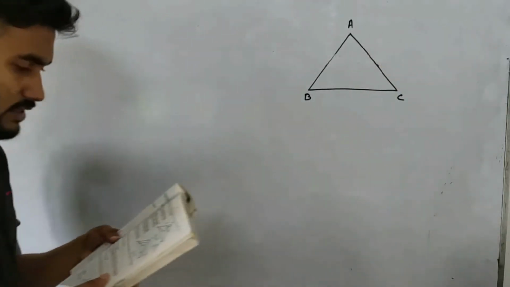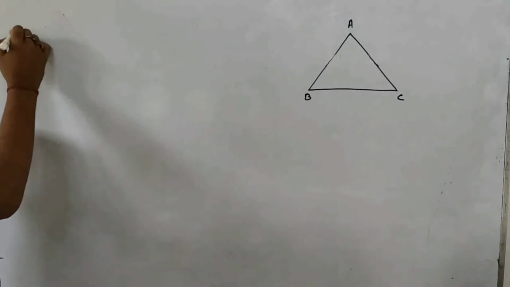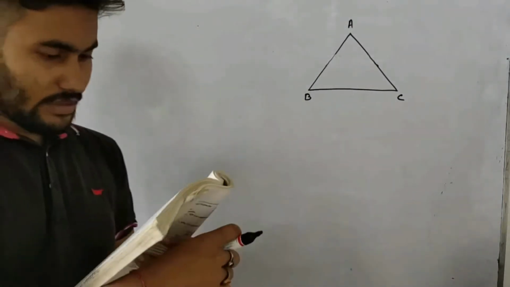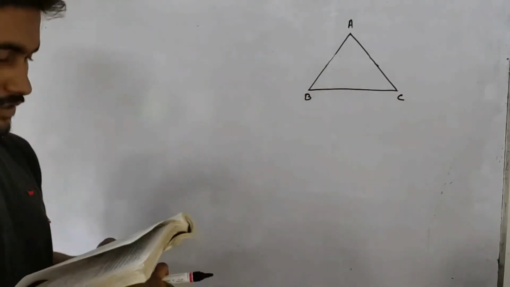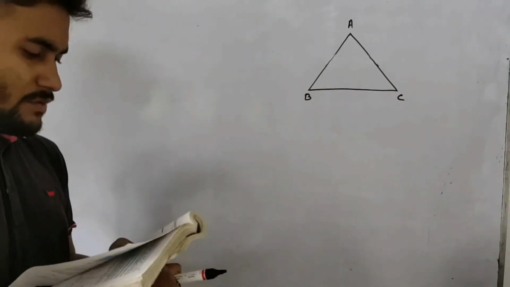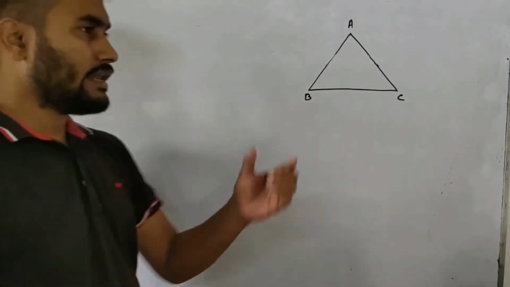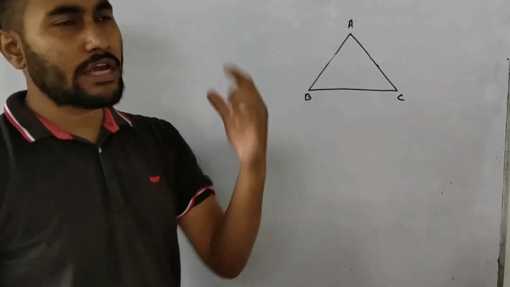Okay, what is given? Using Theorem 6.2, prove that a line joining, okay, we have to draw a line, joining what? Joining the midpoints of any two sides of a triangle. This time it is said there is a line that joins what? The midpoints of any two sides of a triangle.